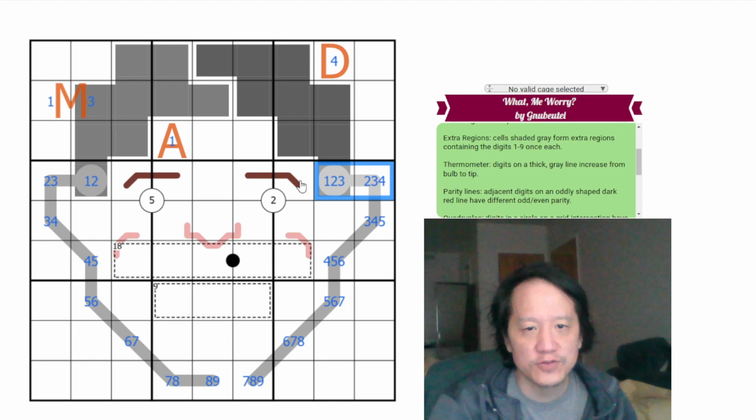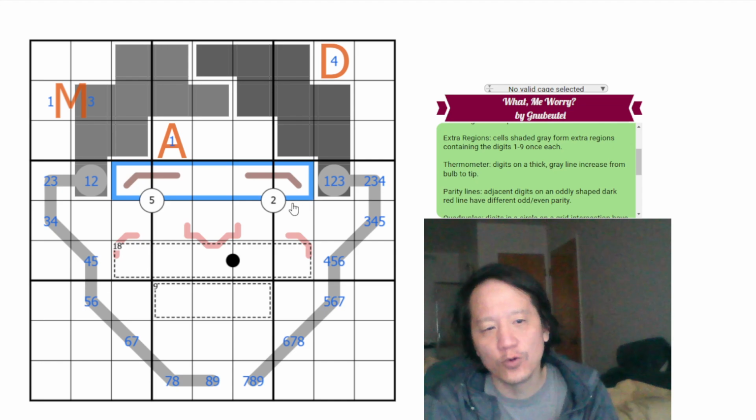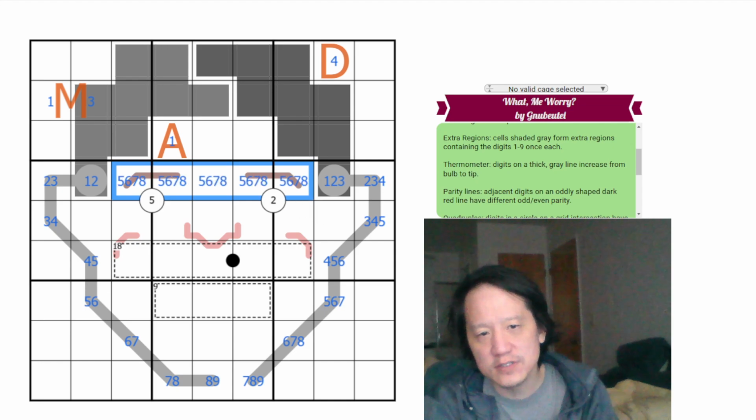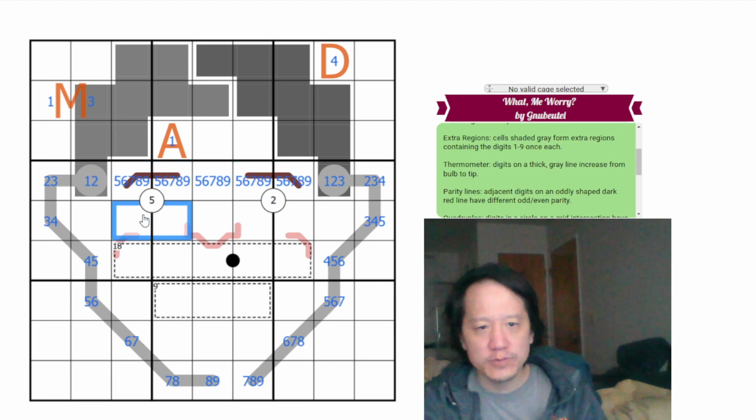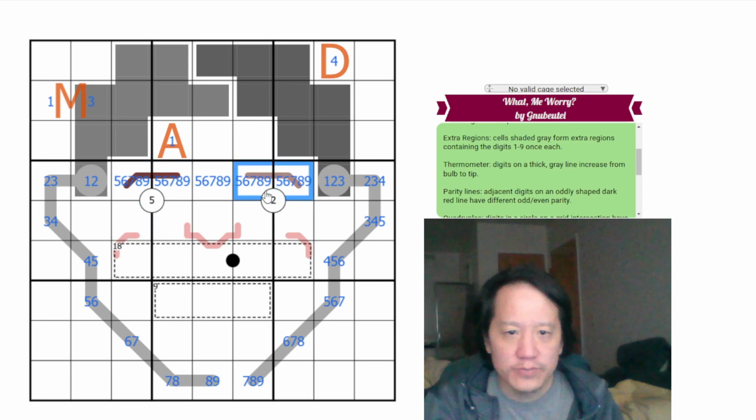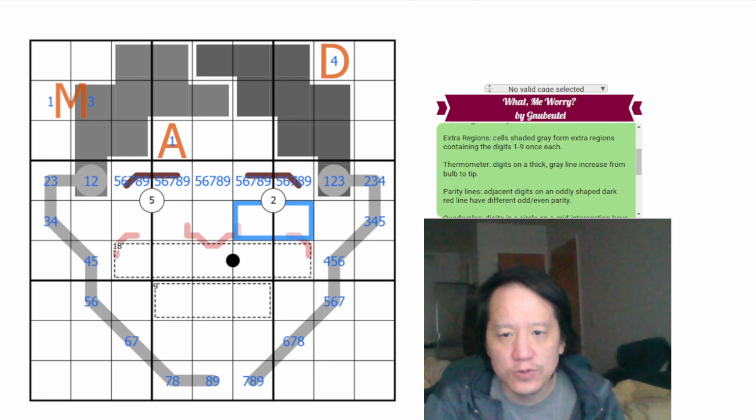So the rest of those cells on the same row cannot have those 4 unique digits. So this is 5, 6, 7, 8, 9. There has to be a 5 here. There has to be a 2 here, and this can't be 2. Therefore, the 2 has to be here.